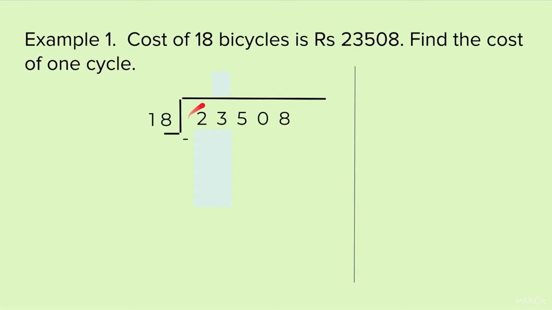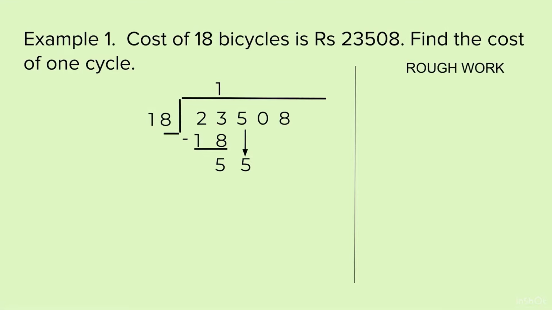We will take the first two digits. 18 will go one time. We'll write 1 on top, 18 at the bottom, subtract. We are left with 5. We'll bring down the next digit 5. In my previous video, I had discussed two methods of finding what digit will come here. One was hiding the last digit on the right and the other was using the estimates. Now here it is better to use the estimates. I will explain why. In the rough, let's see how.